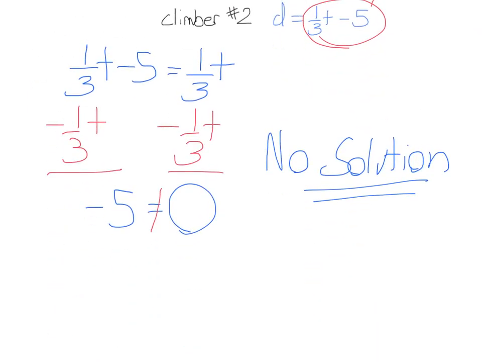Thus, we cannot find the solution. In other words, there's never going to be a time where the second climber catches up to or gets ahead of the first climber, because he's always going to be 15 seconds behind. Poor guy. And that, ladies and gentlemen, is how we interpret what no solution means in this particular system. All right, very good.